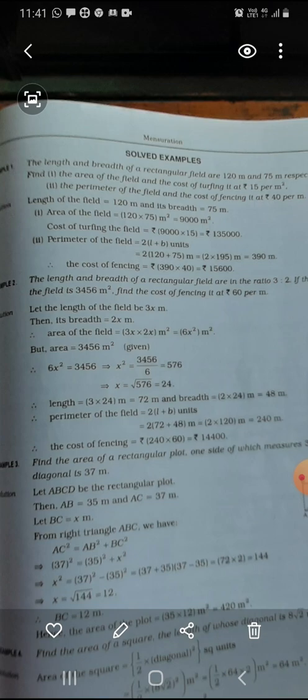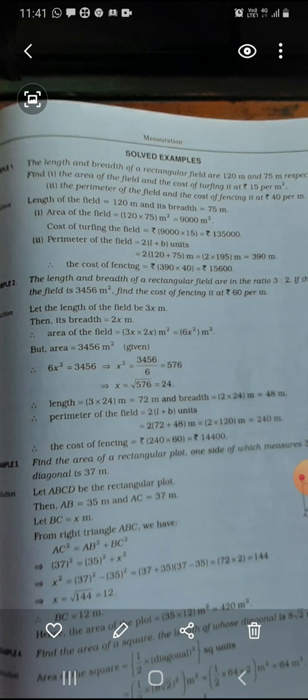So first of all we have to find out the area of the field. The area of the field is length into breadth, in meter square. Now when we have to find out the cost, children, 1 meter square costs 15. So what is the cost of 9000 meter square? We just multiply 9000 into 15 and we get the result.